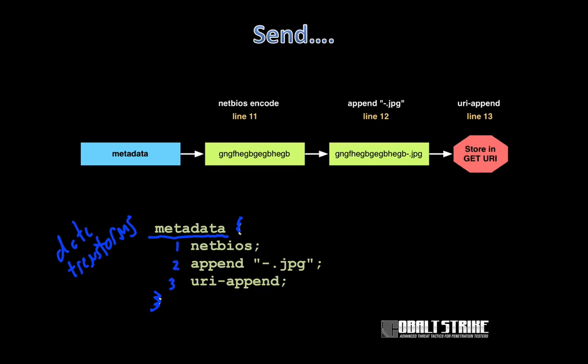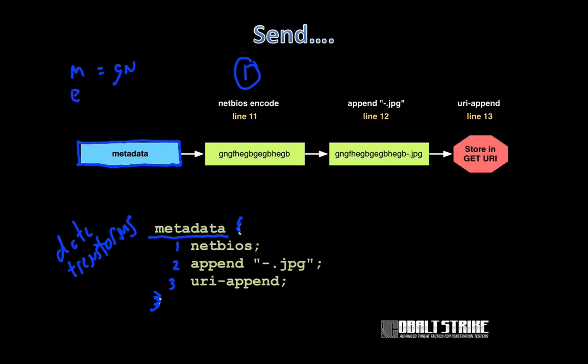So our Beacon wants to send metadata as part of an HTTP GET client request. So that's the client side of the Beacon trying to download tasks. So we want to send this metadata. The first step we take is to NetBIOS encode that data. And NetBIOS encode is a way of taking a single byte and representing it with 2 characters in the English alphabet, or the Roman alphabet.